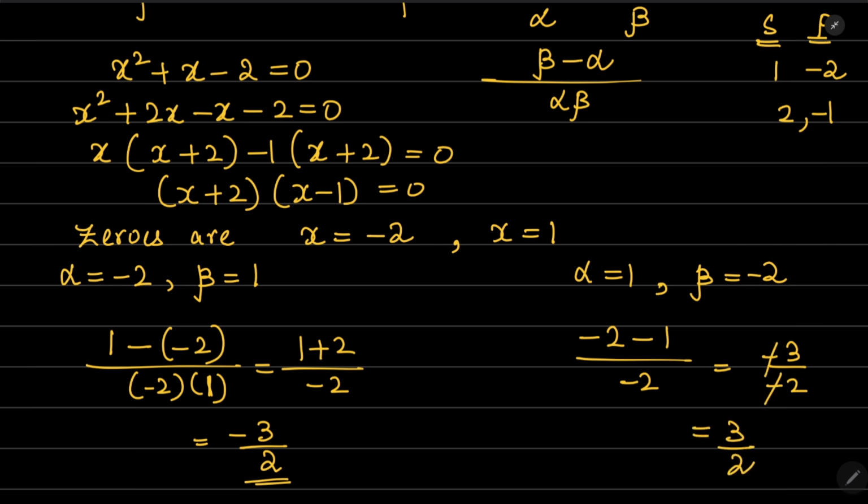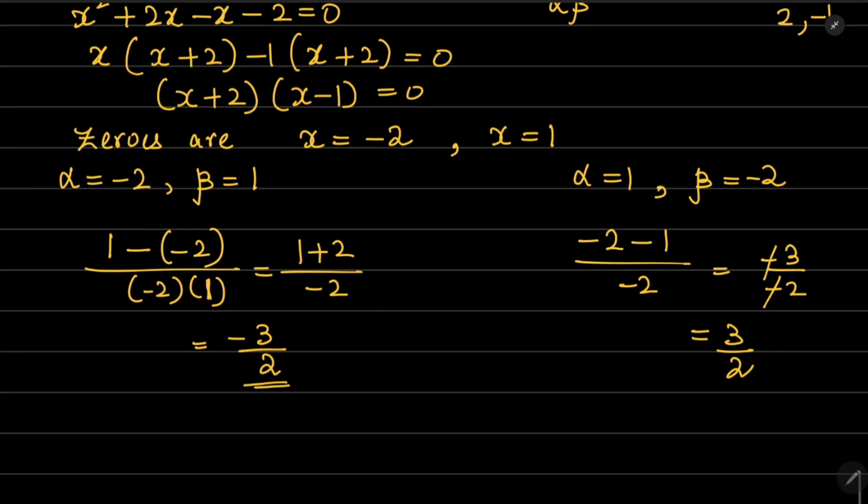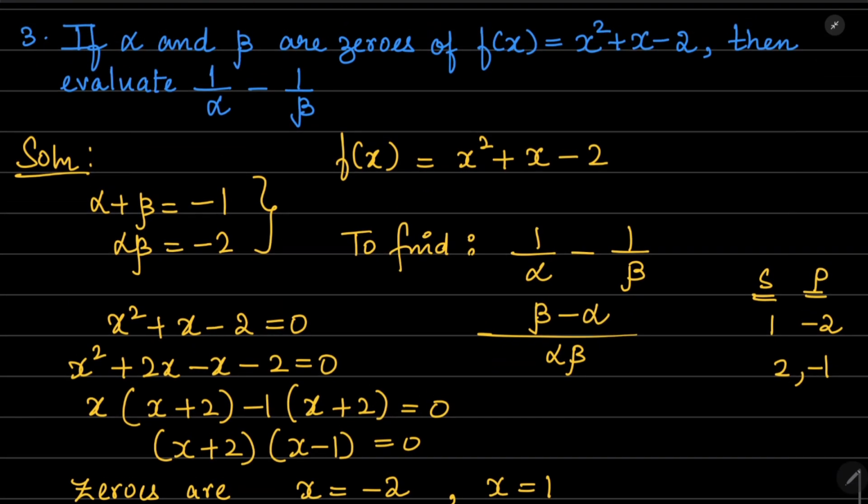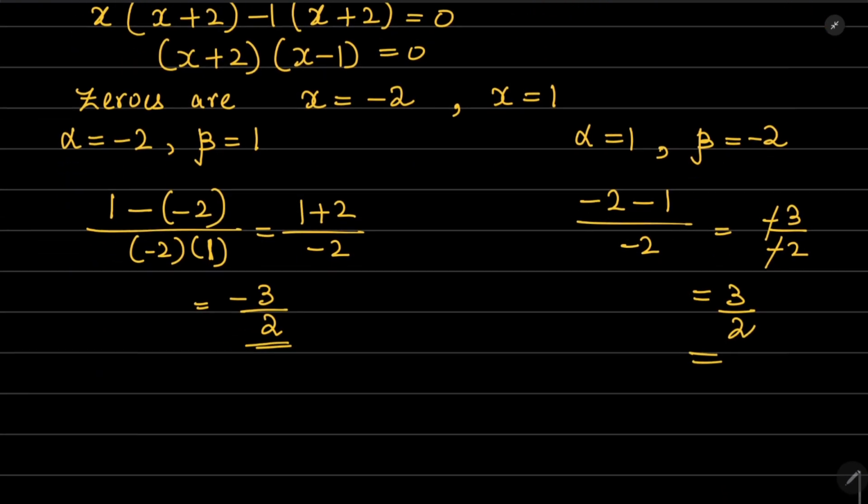So in this particular case, both are the answers. Either it is minus 3 by 2 or 3 by 2. Both can be the values of the given expression, that is 1 by alpha minus 1 by beta. Okay. So you can write the answer as plus or minus 3 by 2 is your final answer.